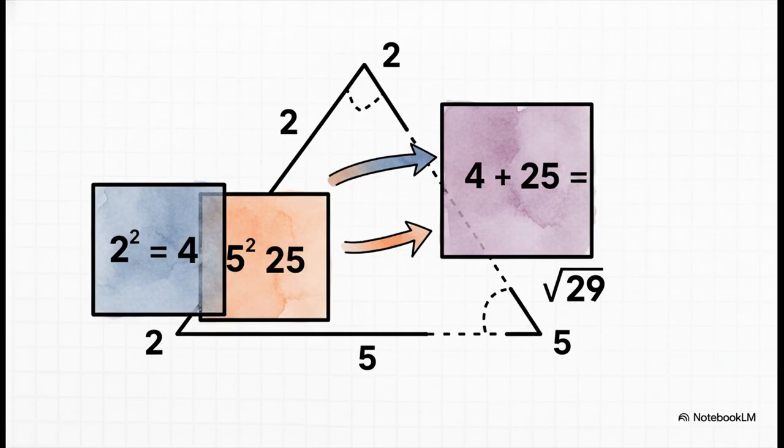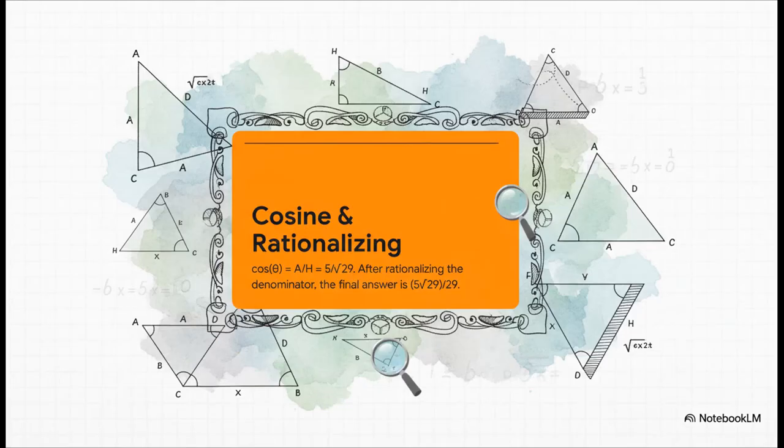We just need that third side. Let's run the Pythagorean theorem. 2 squared is 4, 5 squared is 25. Add them. You get 29. Now, 29 isn't a perfect square, and that is totally okay. It just means our hypotenuse is the square root of 29. No big deal. And now for the final step.